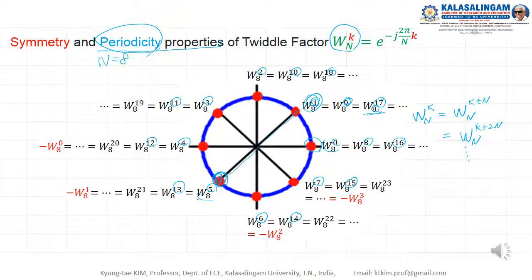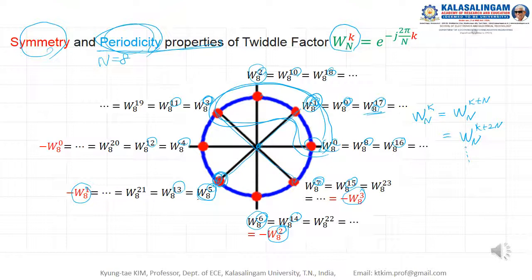Also, you can see this value is minus this value. This is symmetry with respect to the origin. Therefore, W5 is minus W1, W6 is minus W2, and W7 is minus W3. Therefore, what we need is only four of these W values, then we can calculate everything by using the symmetry and periodicity properties.